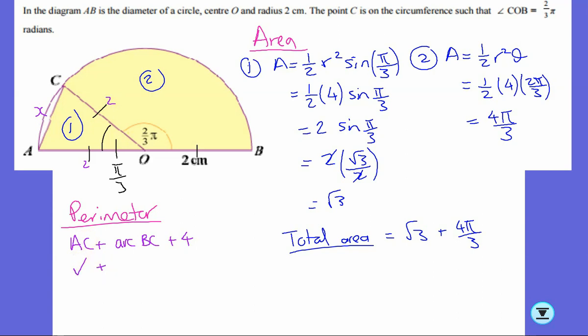Arc length of BC, well, that's just r theta, which is just 2 lots of 2 pi over 3, which is 4 pi over 3 plus 4. So once you use the cosine rule, pop your answer in there, add this together, and you've got the perimeter. So it's pretty easy, but I'm not going to waste video time explaining the cosine rule.